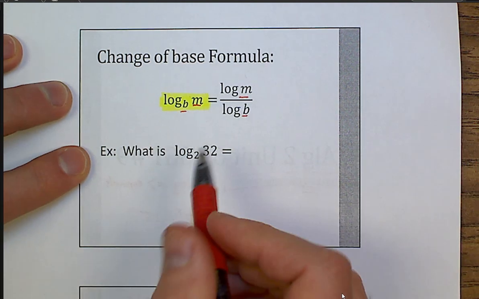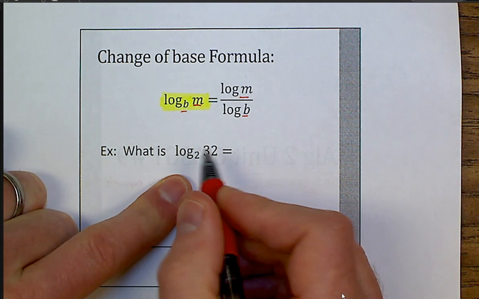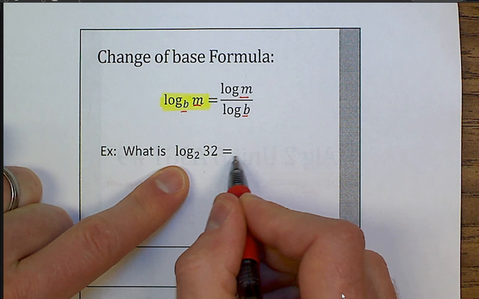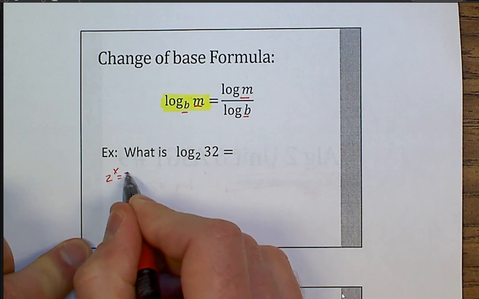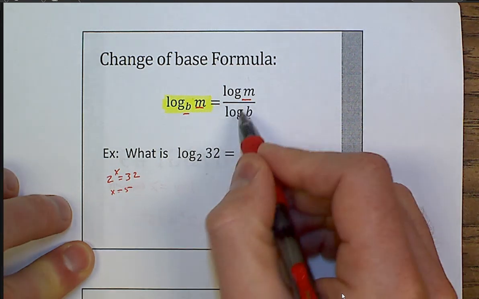If I said, hey, evaluate this. Now, you know what this is already, right? 2 to what power equals 32? We know the answer is 5. 2 to the x equals 32. If I were to convert this to exponential form, we know x equals 5. But let's use the change of base formula to prove that it's 5.